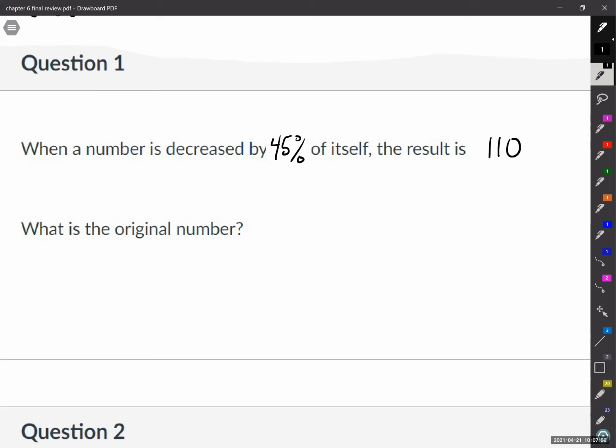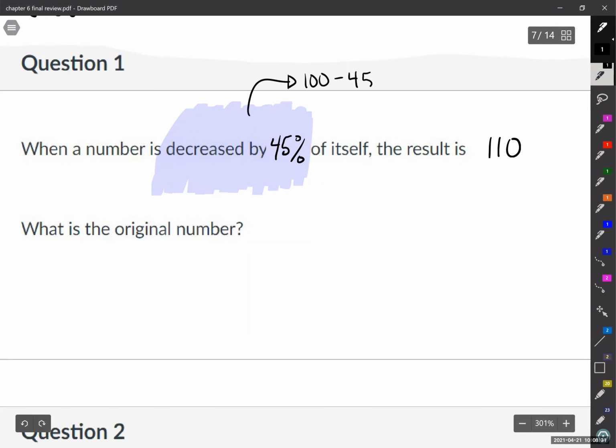Now, I'd say there's a few things that we want to be cautious about here. First of all, if I'm decreasing by 45%, I'm not looking for 45% of some number. Instead, think about when you're decreasing by 45, always change it into the phrase of, well, how much is left? So we originally had 100%. And if we took away 45%, we would have 55% left. So 100, the total 100 minus 45 equals 55% of original.